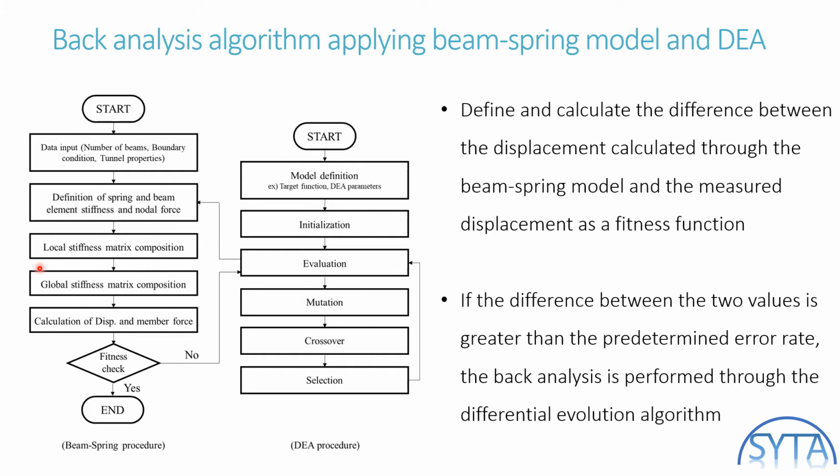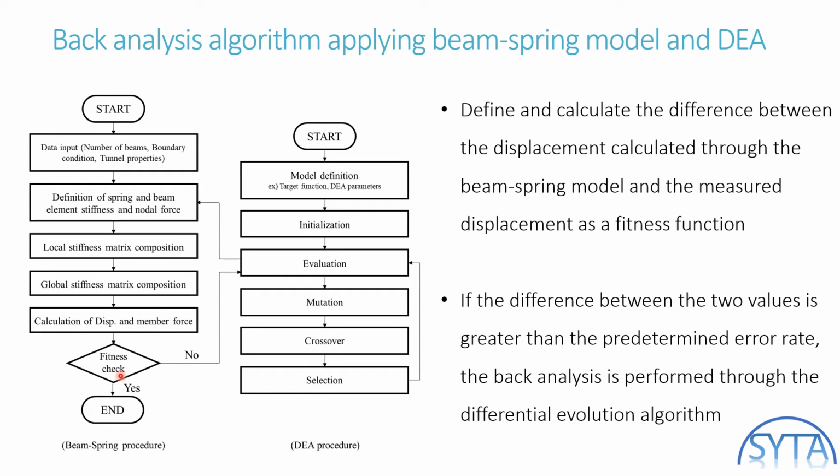Third, each local stiffness matrix of the beam and spring elements is superposed, and the local coordinate is converted to a global coordinate by calculating the direction cosine matrix. Next, the stiffness matrix replaced by the global coordinate system is configured as a global stiffness matrix according to the principle of superposition. And displacement and member force are calculated through the nodal force matrix.